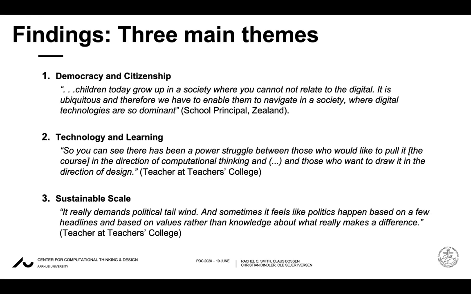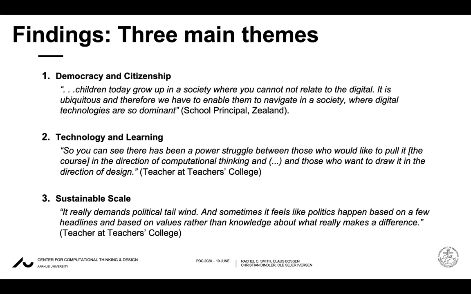The second theme that emerged was that of technology and learning. The theme arose when interviewees were asked about their understanding of what technology comprehension was about and how they envisioned it to relate to existing subjects and teaching practices. They all agreed that the four competences were important and were interrelated, but there were tensions between humanistic and STEM teachers, which reflected in which elements were expected to be the most prevalent in the actual teaching practices. As one teacher said, so you can see there has been a power struggle between those who would like to pull the course in the direction of computational empowerment and those who want to draw it in the direction of design.